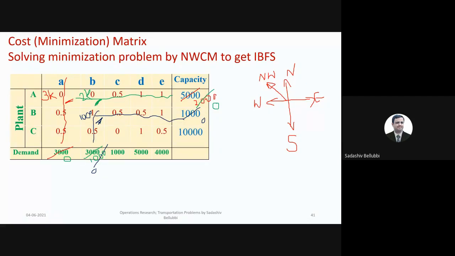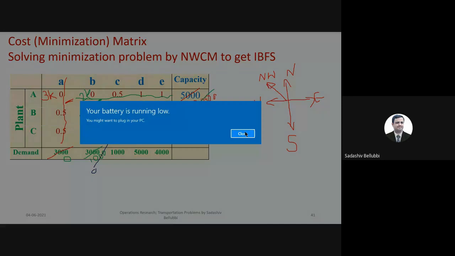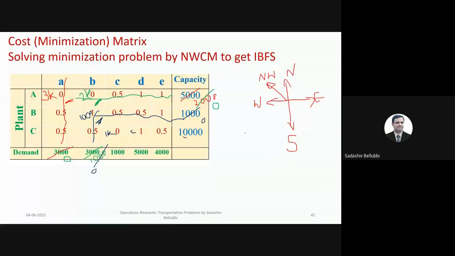After that, only one row is remaining, with a capacity of 10,000 and demands of 1000, 5000, 4000. So the total is 4000 only. We can write whatever the allocations are. We have forgotten one thing: before starting the IBFS, we need to check whether the given problem is unbalanced or balanced type.